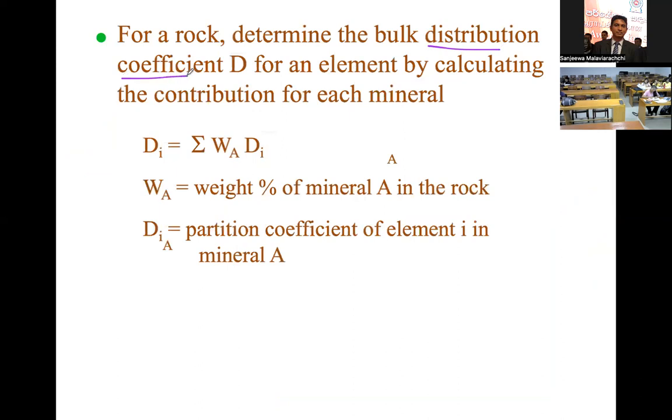So for bulk distribution coefficient determination, you have to consider the weight percentage of minerals. That means the modal percentage matters, right? So you get a thin section of that particular rock, then you identify different minerals there, and you can calculate a percentage of each mineral. That's actually a volume percentage, right? So more precisely, it's a volume percentage, although we consider it as just a modal percentage, that's fine. It's also okay, right?